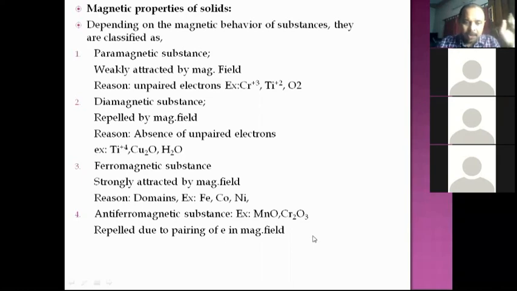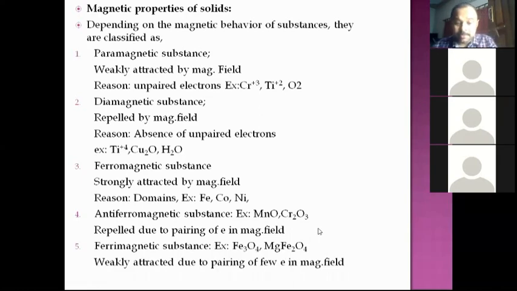Now ferrimagnetic. Here also a similar thing happens. Their magnetic moments of electron domains will be similar to ferromagnetic. But when kept in the external magnetic field, few of the magnetic moments cancel out, and few electrons' magnetic moments will not be cancelled. Whichever electrons' magnetic moment is not cancelled, they impart some feeble magnetic property to the material and make it behave like paramagnetic. That means weakly attracted, due to pairing of few electrons in the magnetic field. So that's the difference.